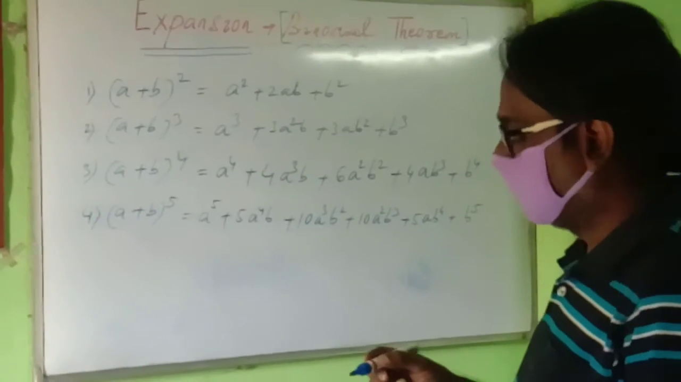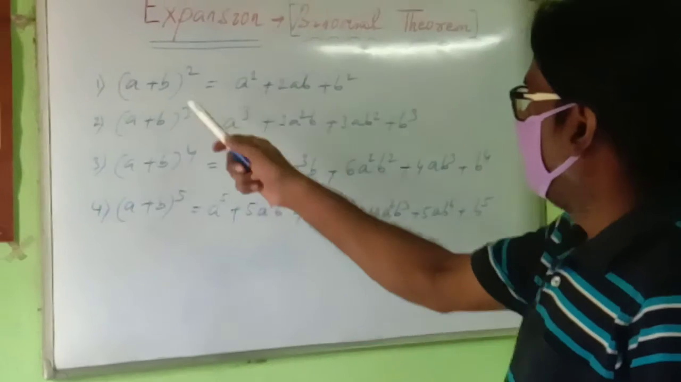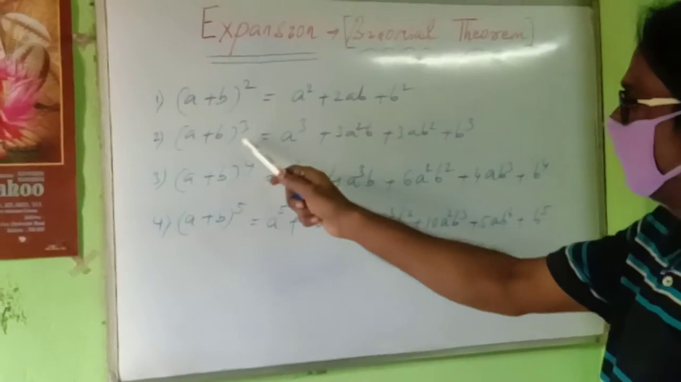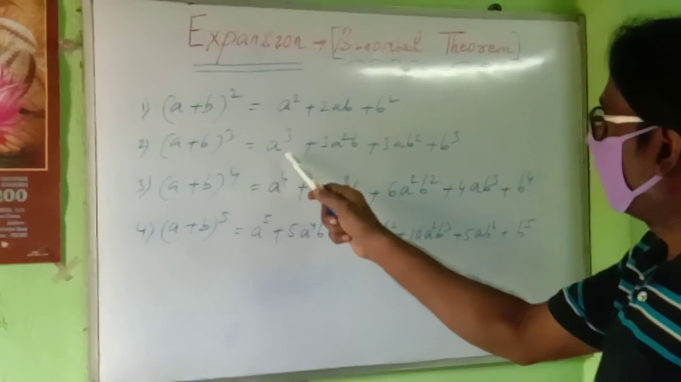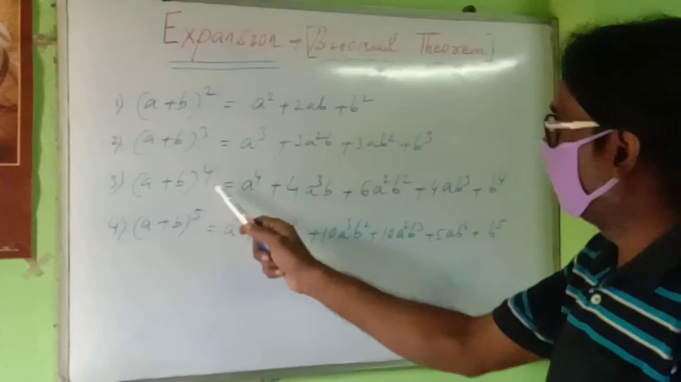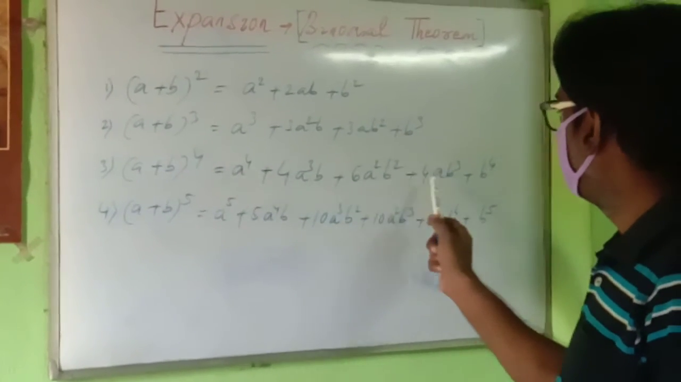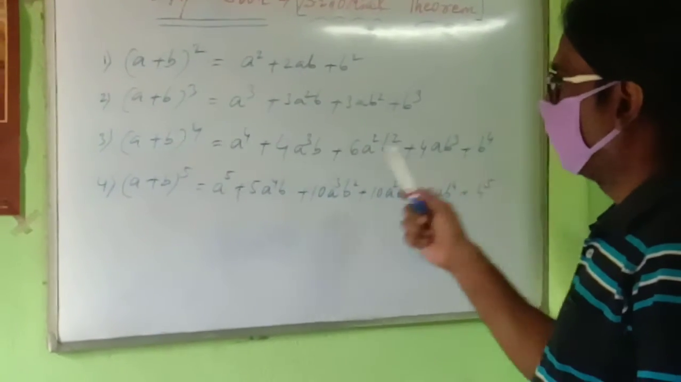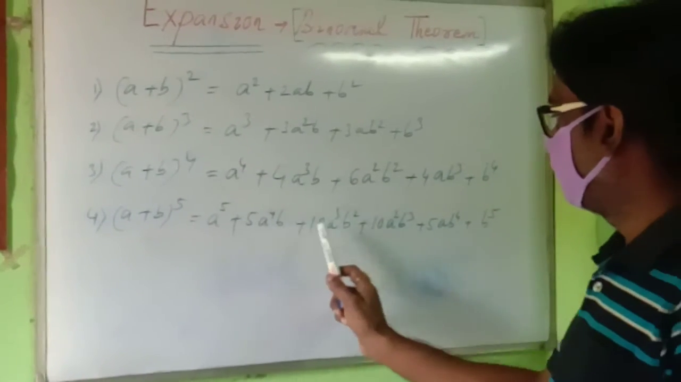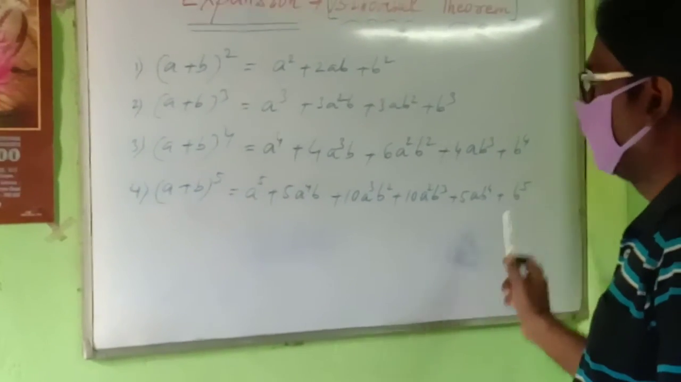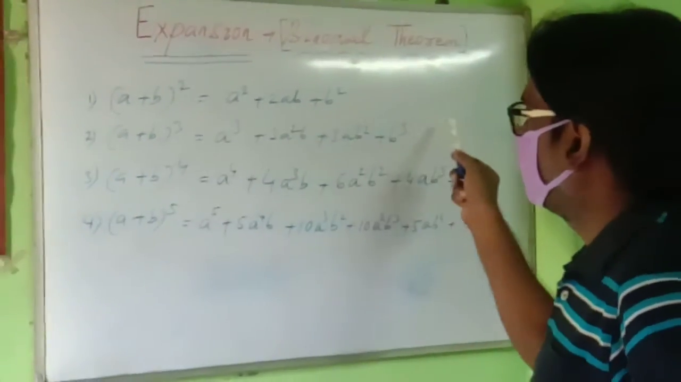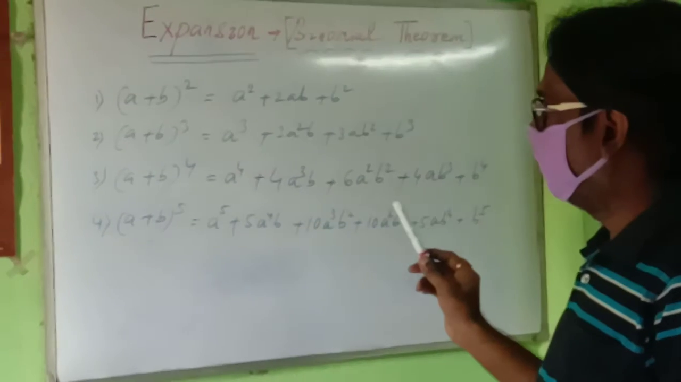One more interesting thing you see here. In case of power 2, there are 3 terms in the expansion. In case of power 3, the number of terms will be 1, 2, 3, 4 terms. If power is 4, number of terms is 1, 2, 3, 4, 5. And if power is 5, how many terms are there? 1, 2, 3, 4, 5, 6. If the power is n, then the number of terms will be n plus 1. Okay, this is the technique you have applied here.